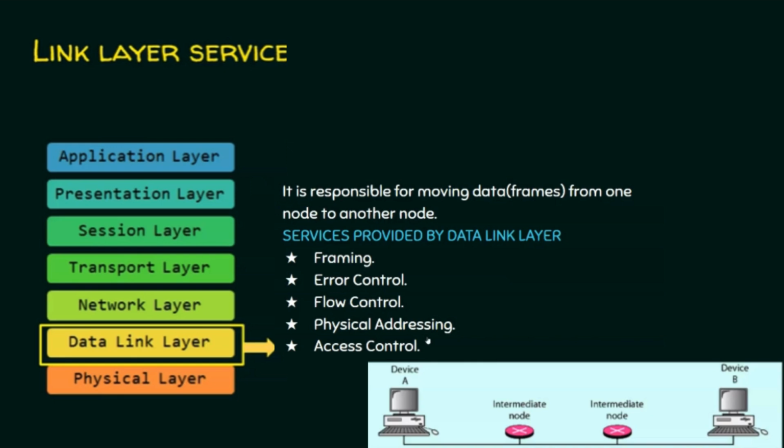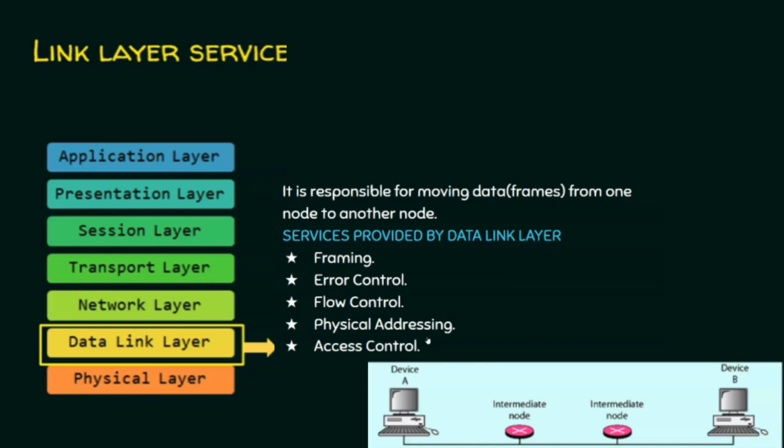Link layer services. Basically, the data link layer within the OSI model sits between the network layer and the physical layer. See the diagram below. A simple network diagram illustrates the flow of data between devices with intermediate nodes involved. The data link layer deals with frames and is the second layer of the OSI reference model. This layer is responsible for moving data frames from one node to another node.